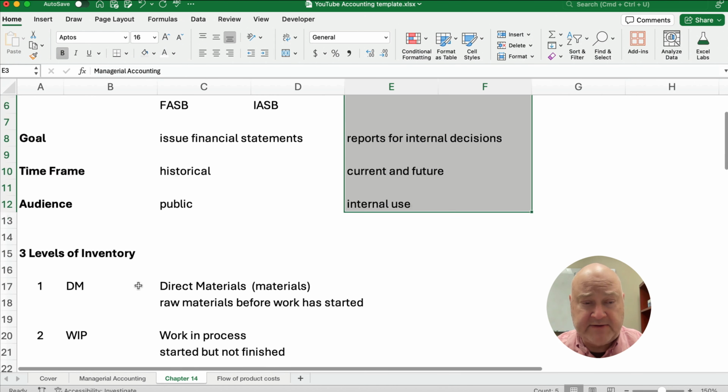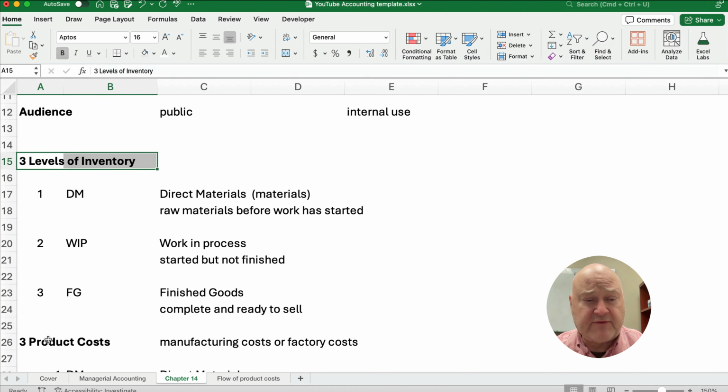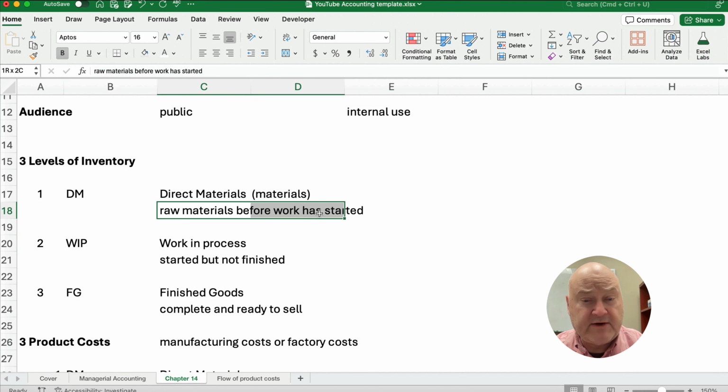Now, in managerial accounting, we have not only 3 levels of inventory, we have 3 product costs, and we'll go over those specifically, and then we're going to show how the flow of product costs go through the accounting system. Now, instead of just having inventory that we buy and are ready to sell, we have inventory that comes in as materials or raw materials, or sometimes we call these direct materials. They go into building our products.